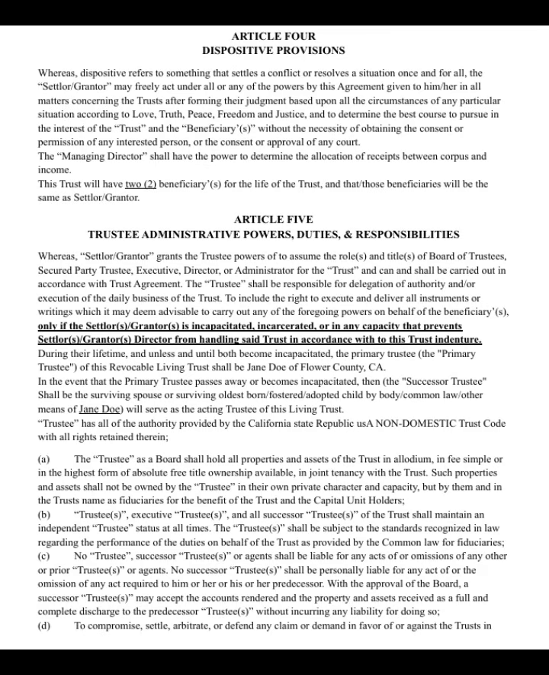Trustee has all of the authority provided by the California State Republic, USA Non-Domestic Trust Code, with all rights retained therein. The trustee as a board shall hold all properties and assets of the trust in allodium, in fee simple, or in the highest form of absolute title, free title ownership available in joint tenancy with the trust. Such properties and assets shall not be owned by the trustee in their own private character and capacity, but by them in the trust name as fiduciaries for the benefit of the trust and the capital unit holders.